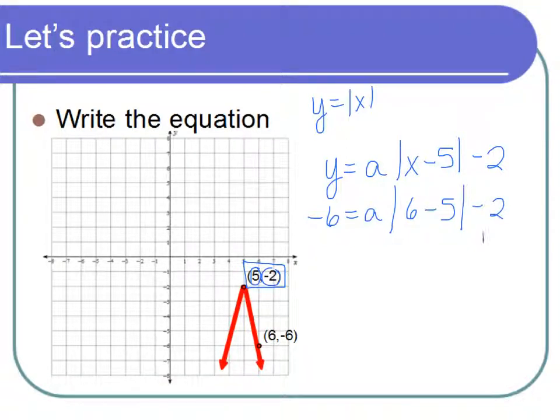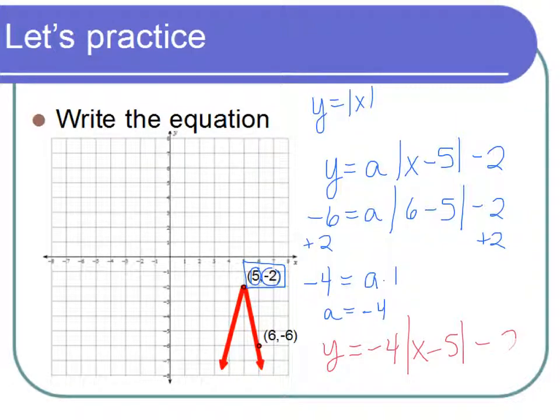So our first step is to add the 2 to the other side. So then you get -4 equals a, and I'm going to go ahead and do this. I have a 6 minus 5, that's 1. Absolute value, still 1, so it's basically just times 1. Okay, so a is equal to -4. Once you know your a value, then let's rewrite our equation and put it in there. So final answer, y equals -4, absolute value, x minus 5, minus 2.